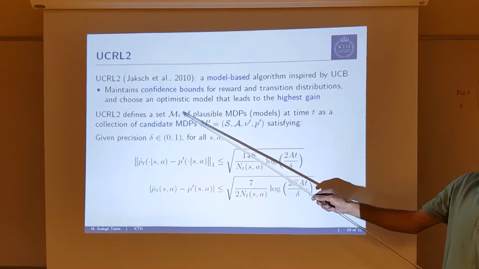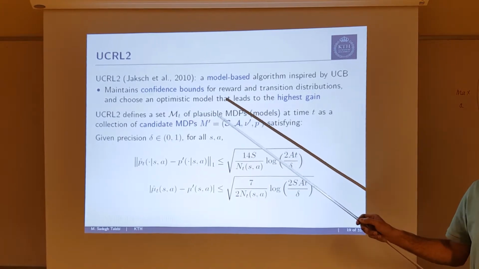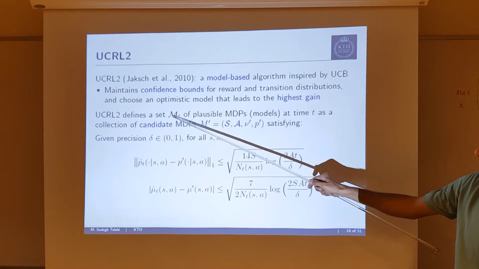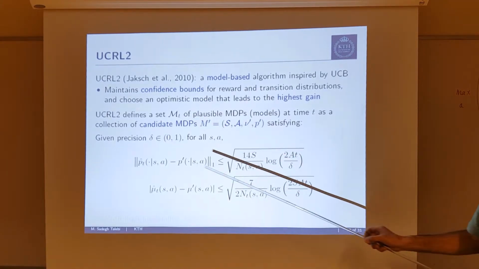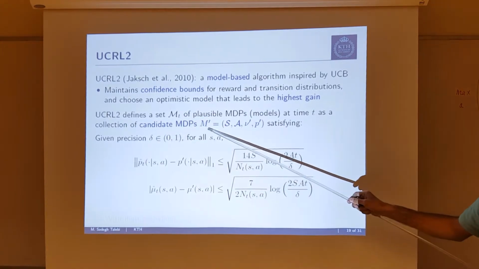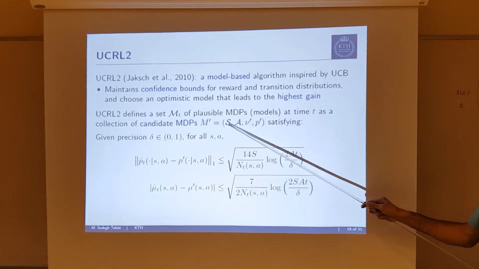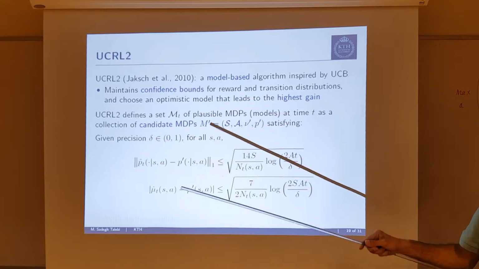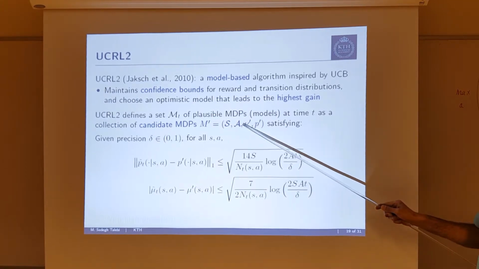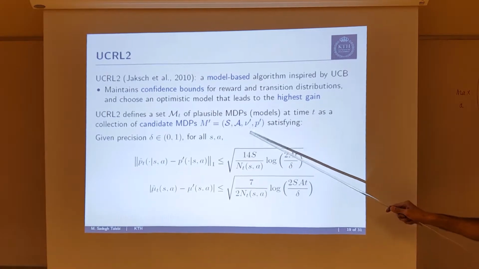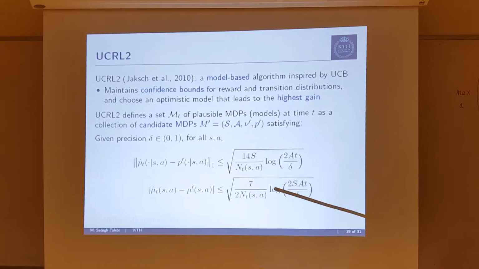you maintain a set of plausible MDPs, or your models, denoted by calligraphic M of t, that are the collection of all candidate MDPs M prime, which have the same state space and action space as your true MDP, which you know, and candidate reward functions and candidate transition probabilities that satisfy these.